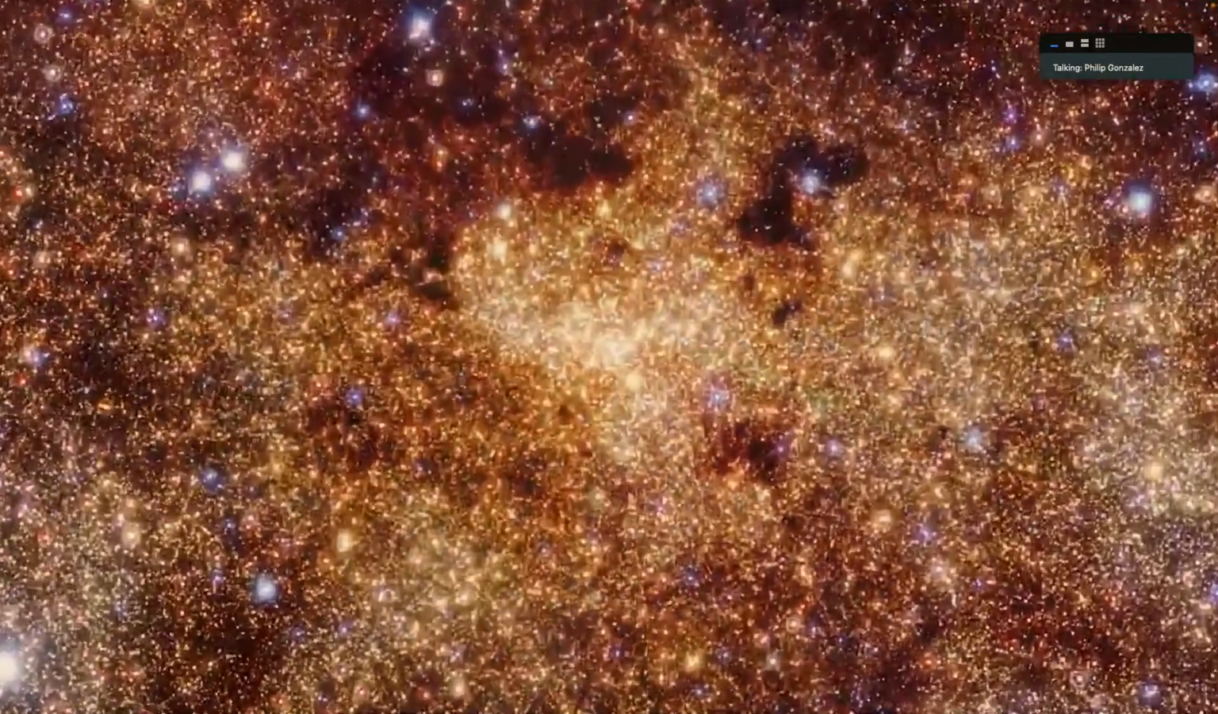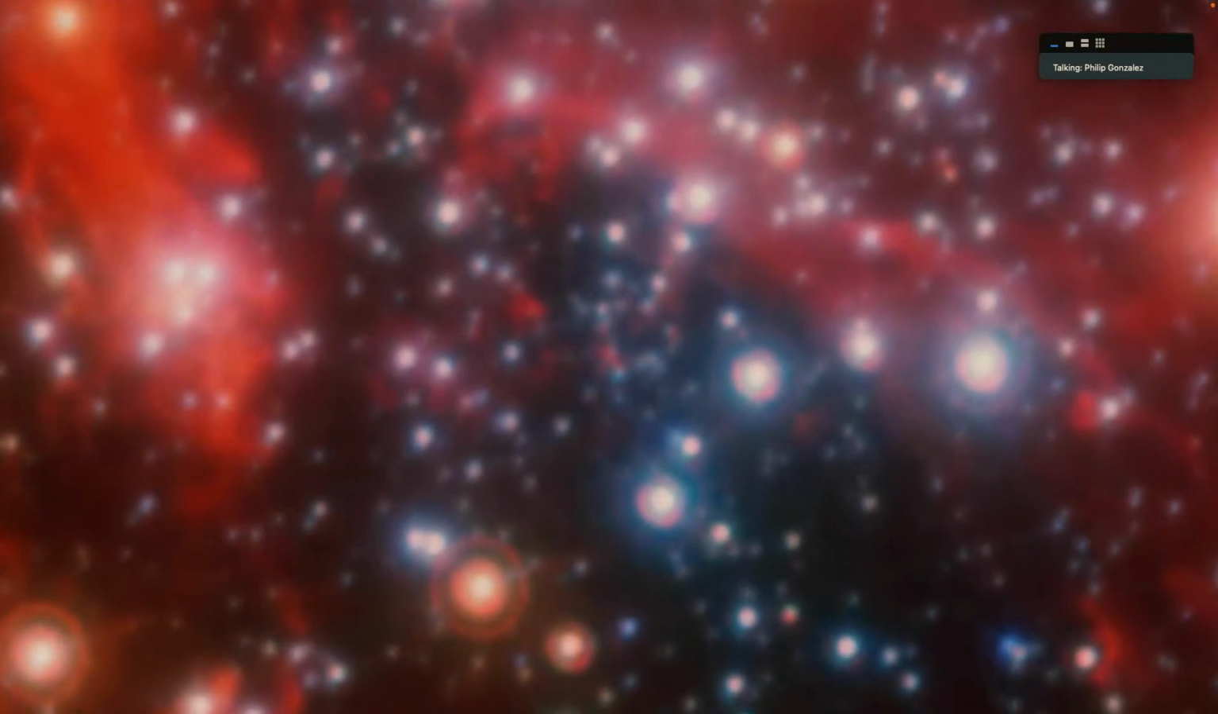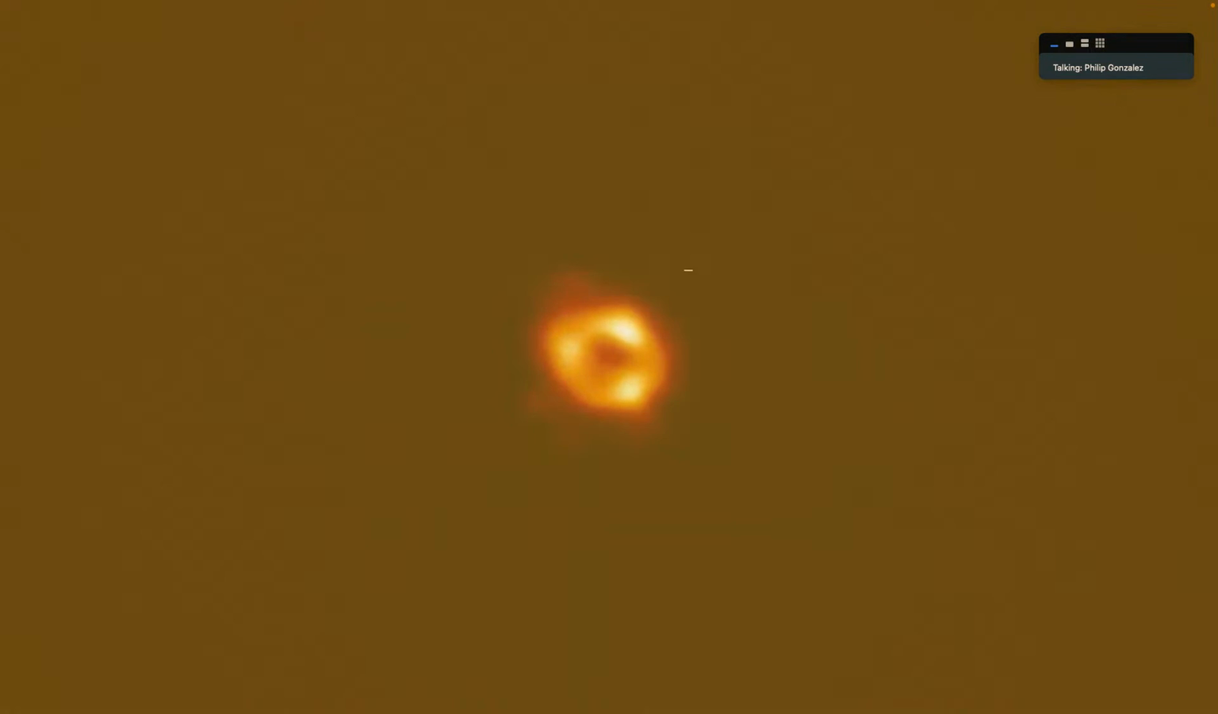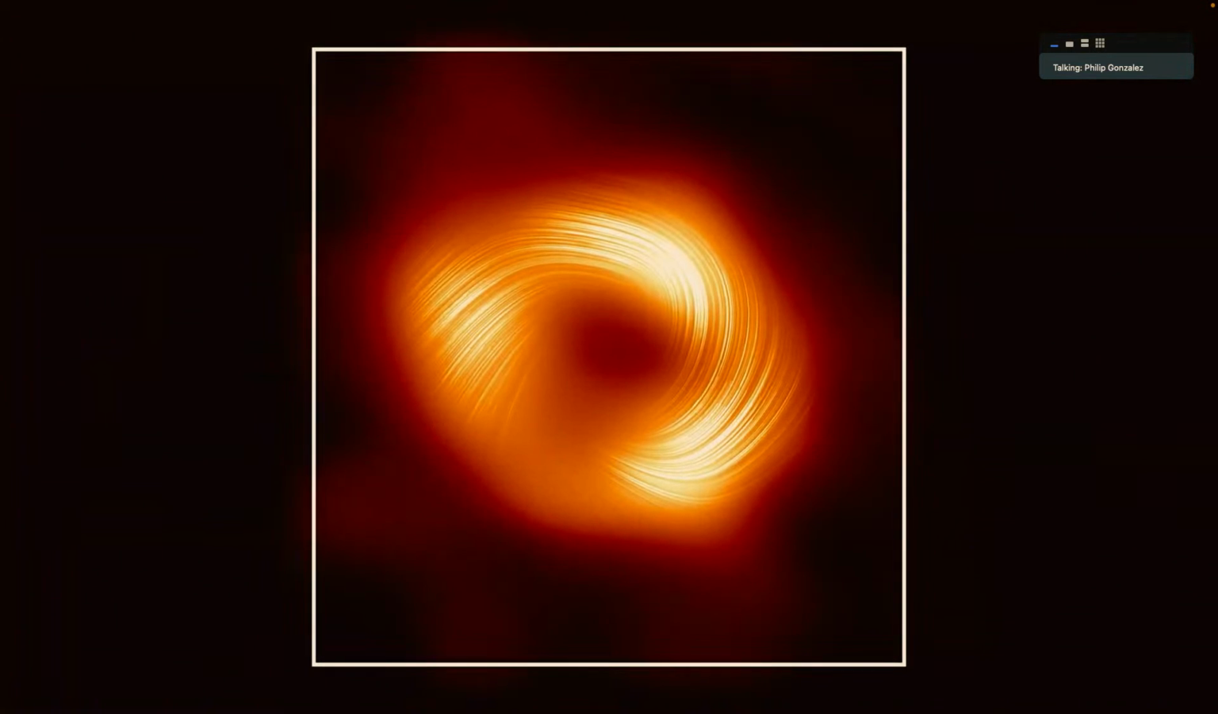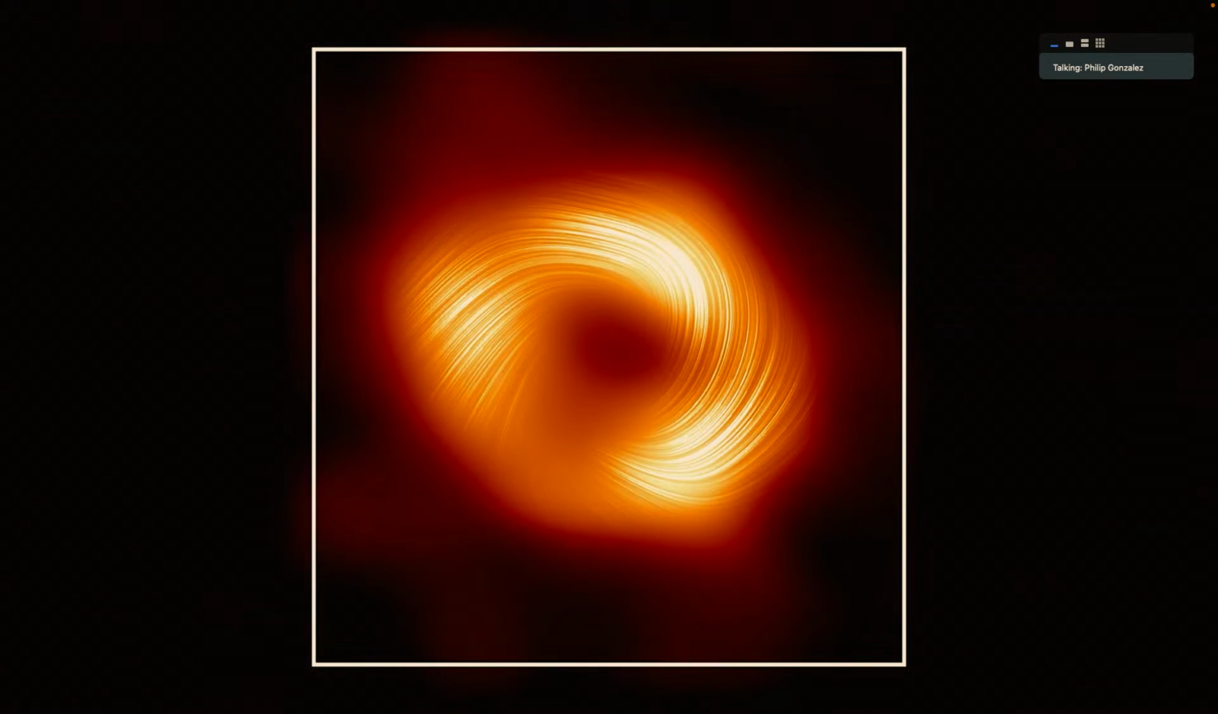Sagittarius A star is 4 million solar masses, and it's lurking in the darkness, hidden behind a veil of interstellar plasma in the radio, but it was unveiled by the Event Horizon Telescope in 2022, where this image was presented, and now we have added the polarization information on top of this image to show you our beautiful swirly donut.